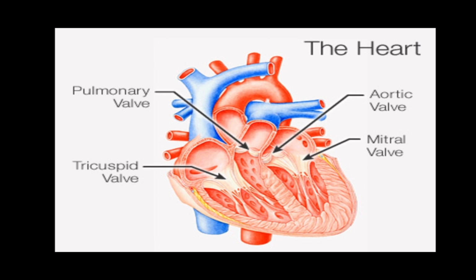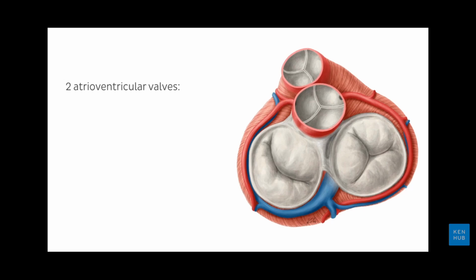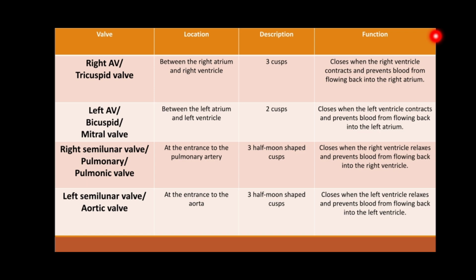Let's discuss these valves one by one. The right atrioventricular valve, also known as the tricuspid valve, is found between the right atrium and right ventricle. This closes when the right ventricle contracts and prevents blood from flowing back into the right atrium. This is called tricuspid because it shows three cups or cusps.